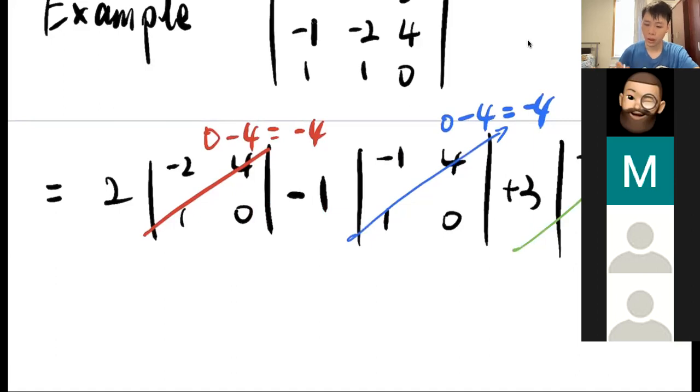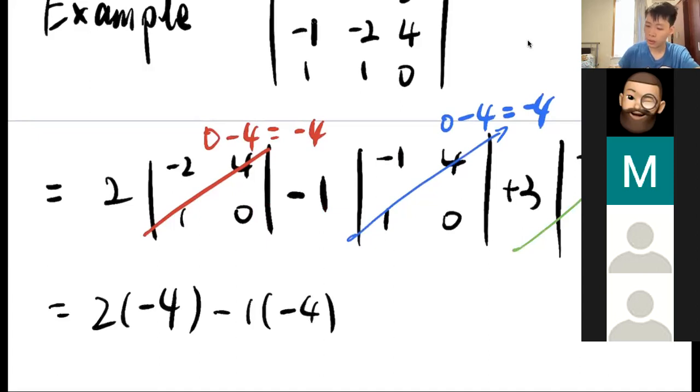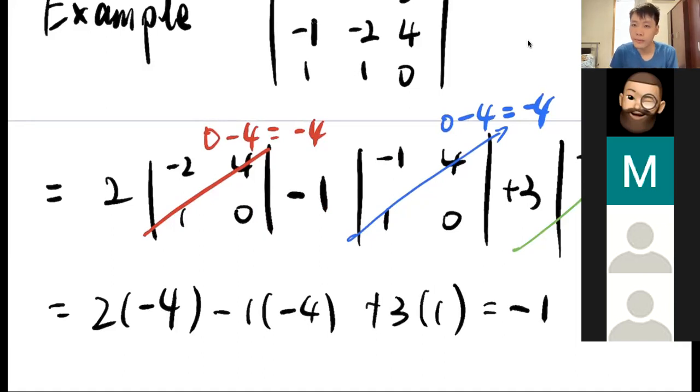So the end result is 2 times minus 4 minus 1 times minus 4 plus 3 times 1, which is minus 8 plus 4 plus 3, which is minus 1. So far, so good.